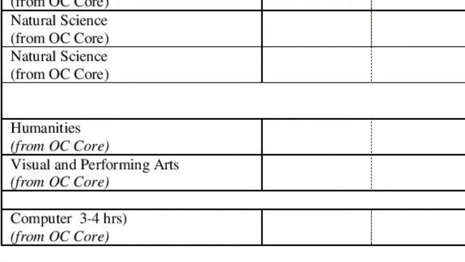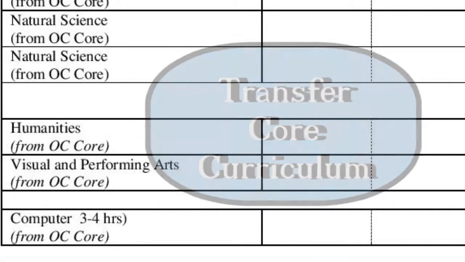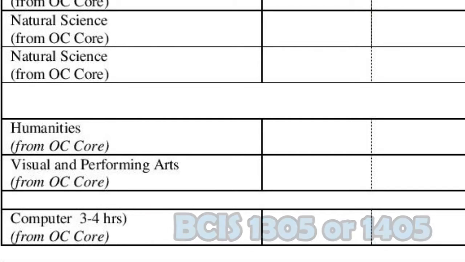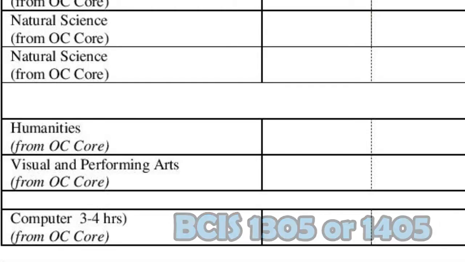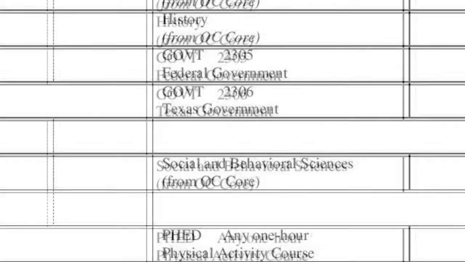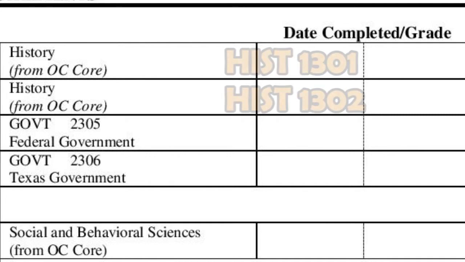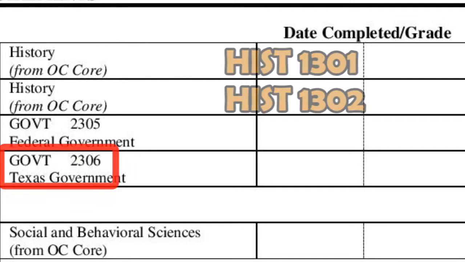You can pick any classes listed in Odessa College's catalog under Transfer Core Curriculum in these categories. Under the computer requirement, you will need to take either BCIS 1305 or BCIS 1405. The next section consists of the history and government requirements. You will need to take History 1301, History 1302, Government 2305, and Government 2306.